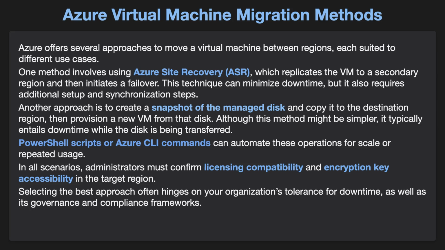PowerShell scripts or Azure CLI commands can automate these operations for scale or repeated usage. In all scenarios, administrators must confirm licensing compatibility and encryption key accessibility in the target region. Selecting the best approach often hinges on your organization's tolerance for downtime, as well as its governance and compliance frameworks.